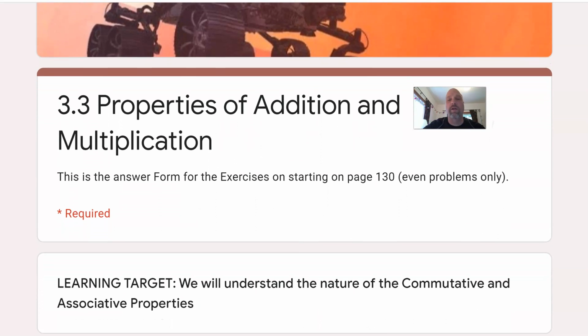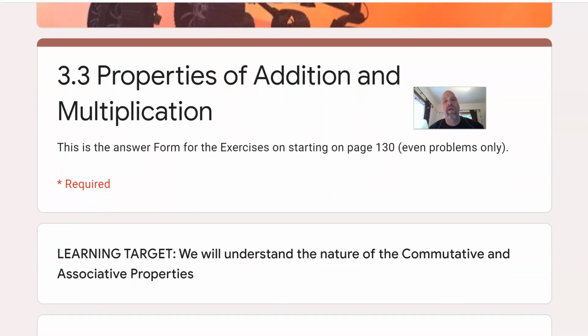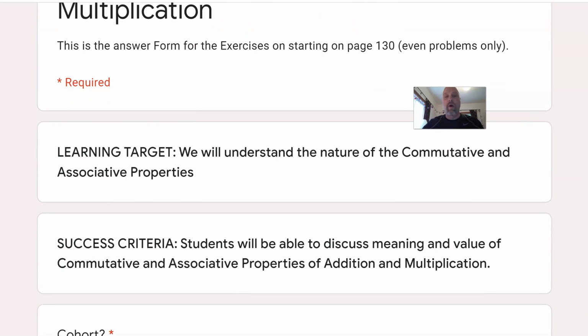Today we're going to talk about some really interesting properties of addition and multiplication. The word properties means characteristics. We talked about this a few weeks ago. We talked about how math is all about numbers, which you already know, and about rules. Well, properties are characteristics. They're rules that we use. So our learning targets today are to understand the nature of the commutative property and the associative property. And then for your success, you're going to be able to discuss both those properties.